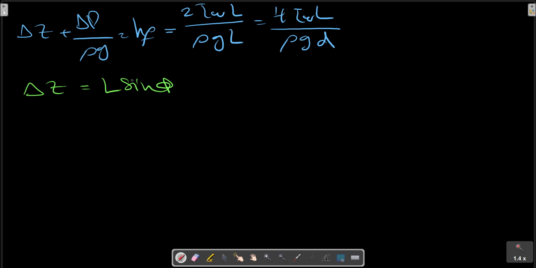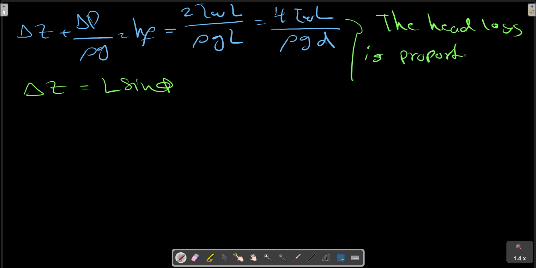Note that regardless of whether the pipe is horizontal or tilted, the head loss is proportional to the wall shear stress. So the head loss is proportional to wall shear stress.